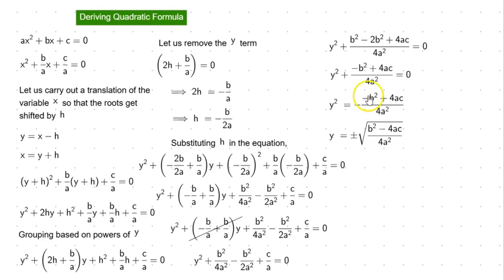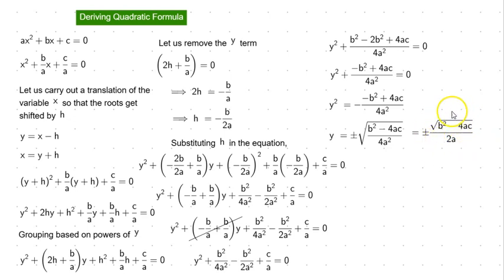Minus this minus, we handle it. So it becomes (b² − 4ac)/4a². And taking the square root on both sides, we get y = ±√((b² − 4ac)/4a²). Now, this can be simplified by taking the denominator out of the square root. So we get y = ±√(b² − 4ac)/2a.